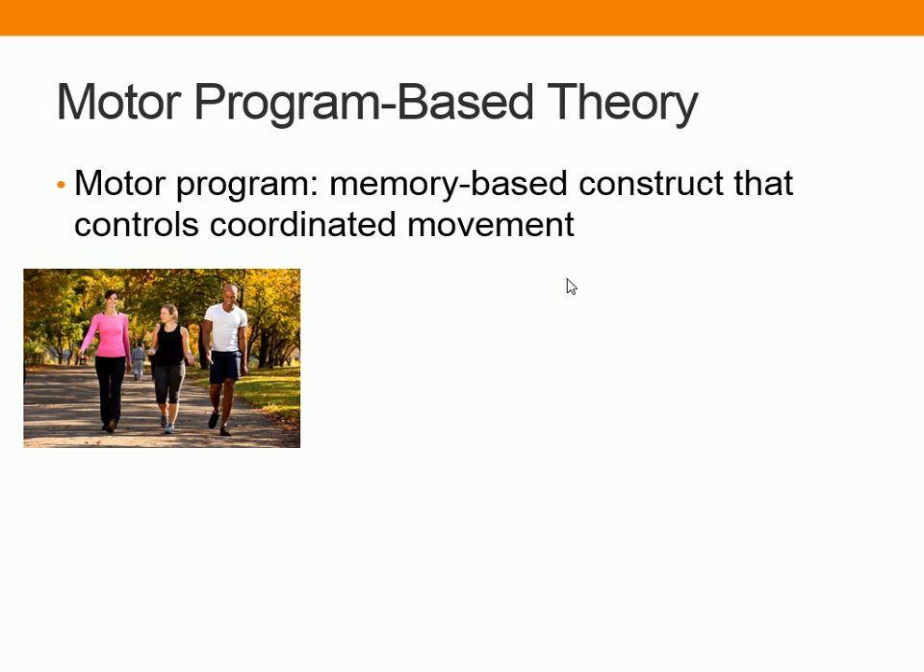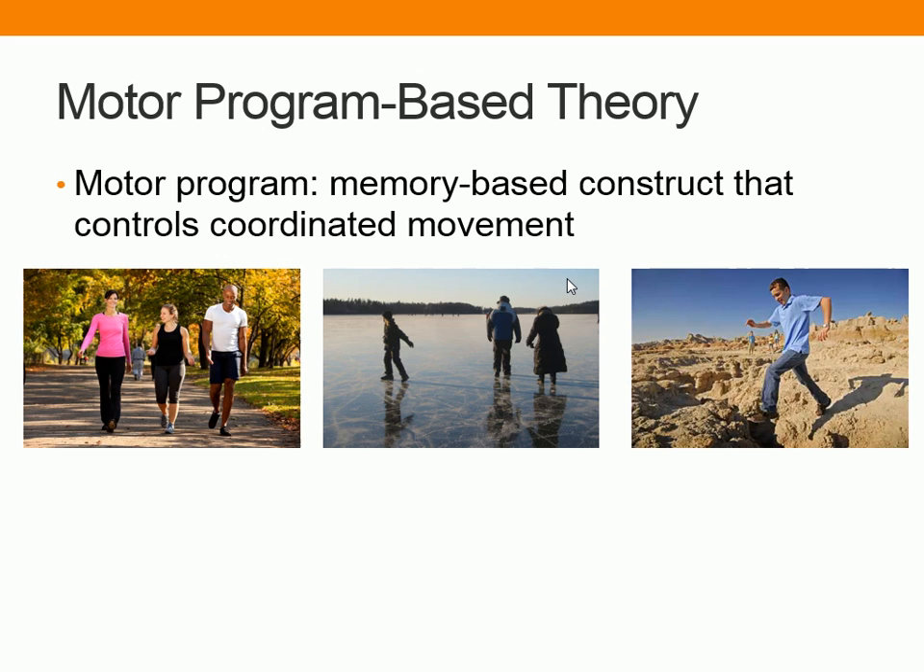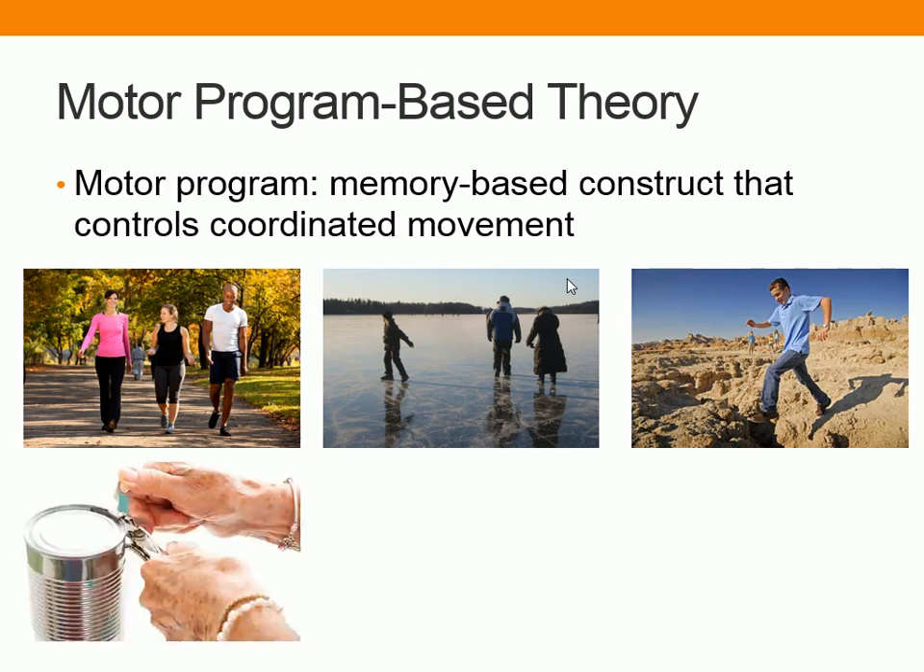So I need a motor program for walking. So I'm walking down the sidewalk, I need a motor program for that. But then if I'm walking on ice, I don't know that I can still really use that same motor program because I need to walk quite a bit differently on ice. Same thing if I'm walking on really rough terrain, I need to probably run a different motor program there. So here we have one skill, and we've already developed at least 3 separate motor programs that we would need.